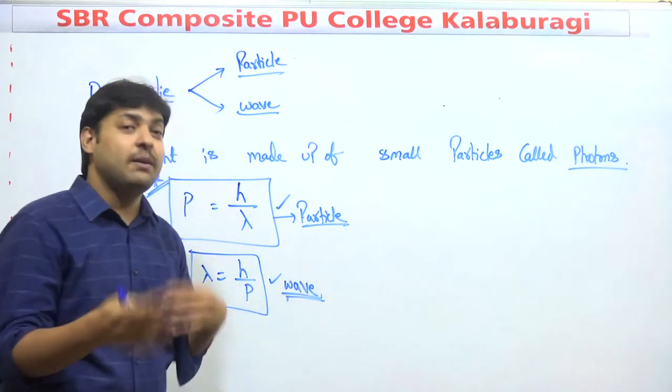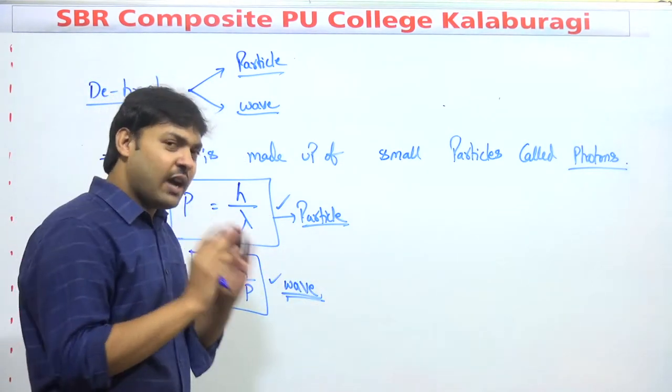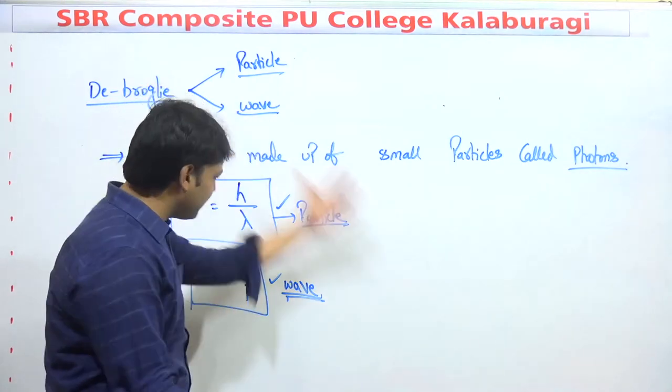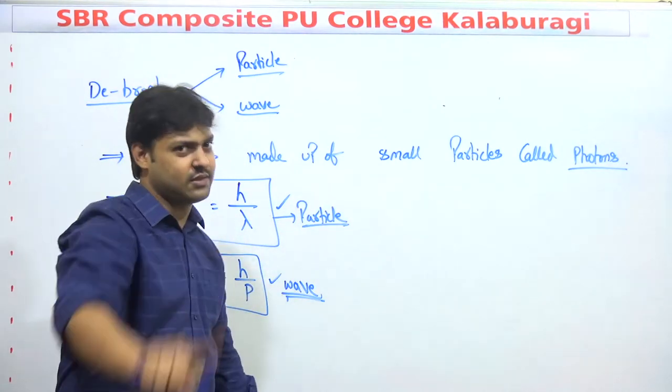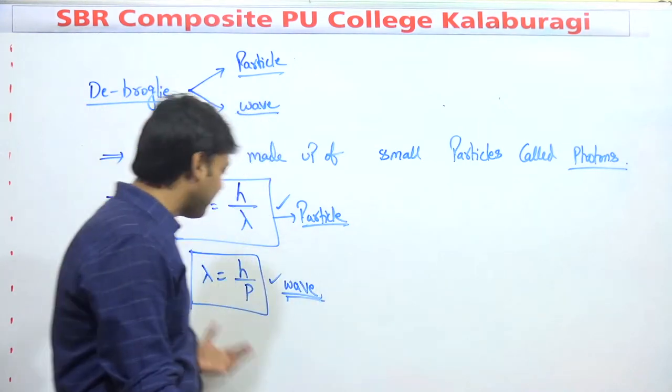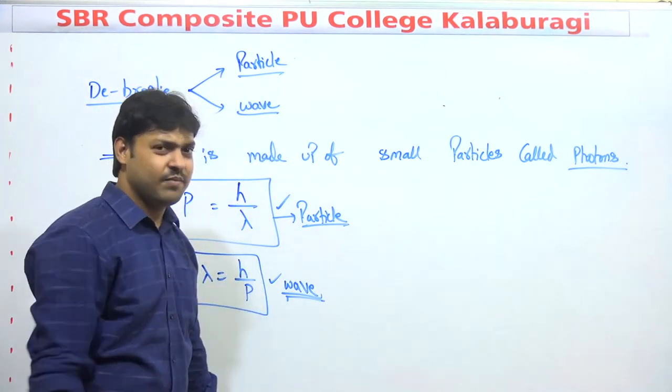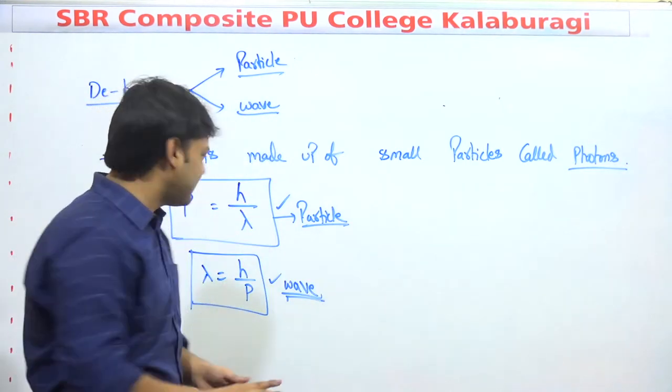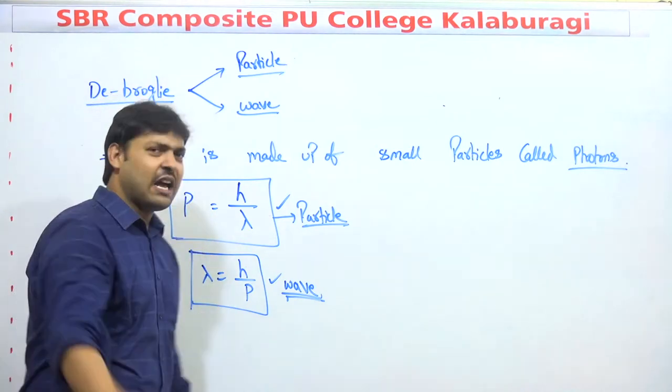Still more doubts will be arising for you. So again we will see De Broglie's hypothesis, everything, in the matter waves. The next topic is called matter waves, a continuation of this lambda equals h by p, which we have to see. Now most of you will ask, sir, particle nature and wave nature, how is it possible?